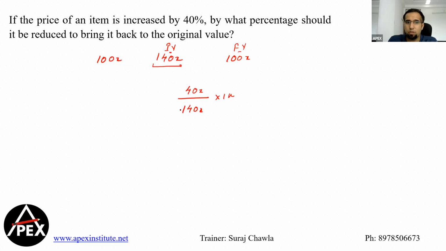So this is 2's and this is 7's. X and X also will get cancelled. And your answer is going to be 200 by 7. That's going to be 28.56%. Any doubts here, guys? Quick responses, please.